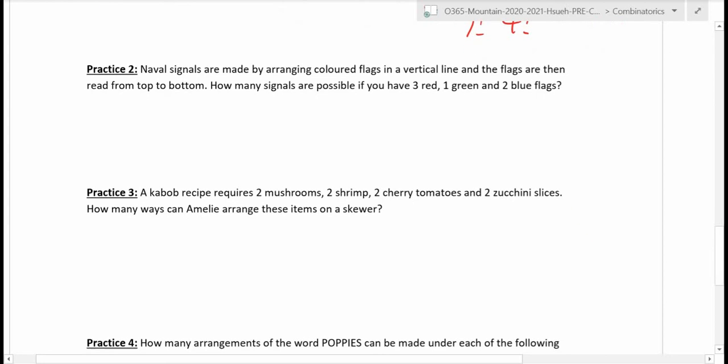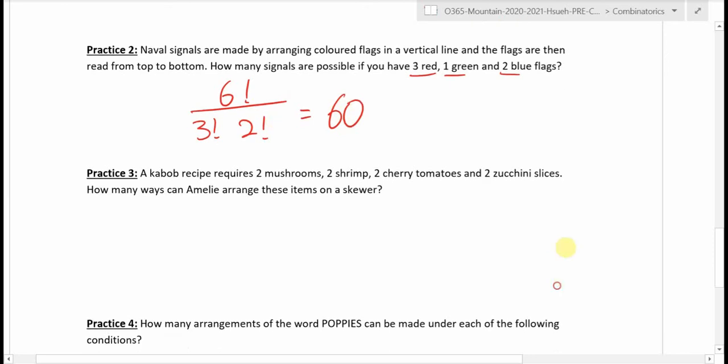Okay, practice 2. Naval signals are made by arranging colored flags in a vertical line. They are read from top to bottom. Okay, and there are 6 flags, right? Namely 3 red, 1 green, and 2 blue. So 6 flags in total, 3 red and 2 blue. So if you put this into a calculator, 60 different ways. For 1 green, you could put 1 factorial down there if you wanted to, but it doesn't really change anything.